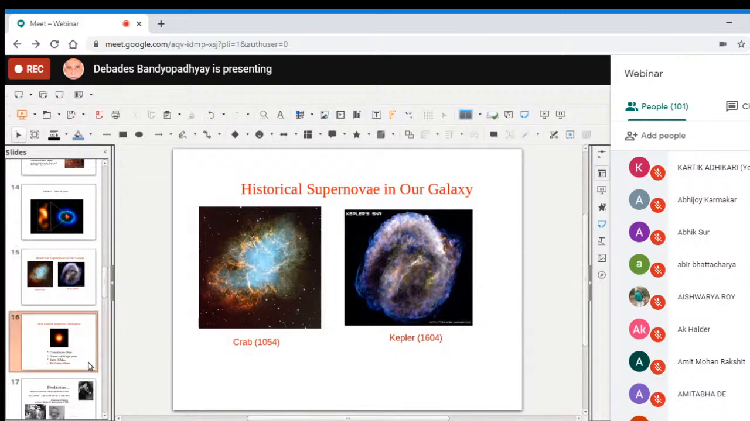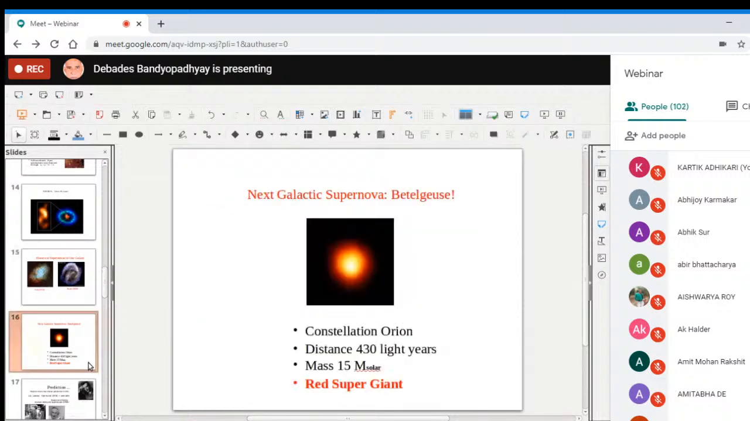People are thinking about this particular star, Betelgeuse. It is a very bright object. You can see it without a telescope in the constellation Orion, and it has a mass of 15 times the mass of our Sun. Scientists are saying that it has entered into the red supergiant phase. The distance is 430 light years. So we are seeing that light actually. When we see it at the red supergiant stage, it might have entered into the carbon burning phase.